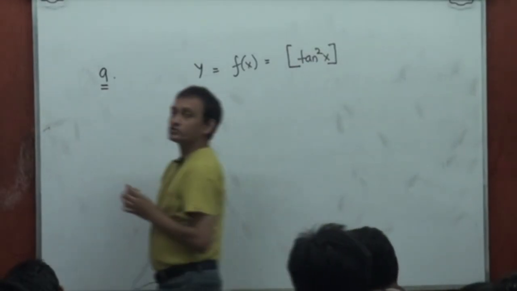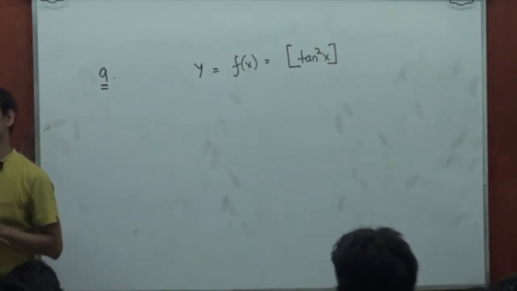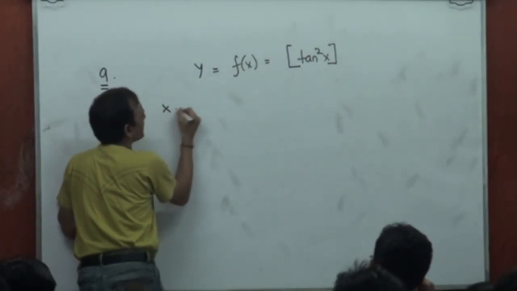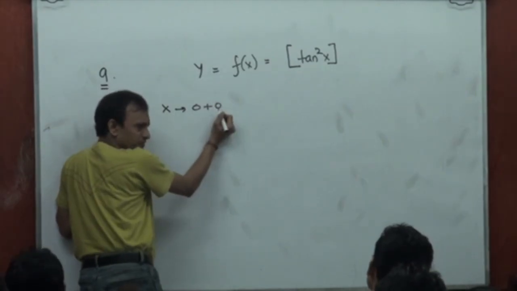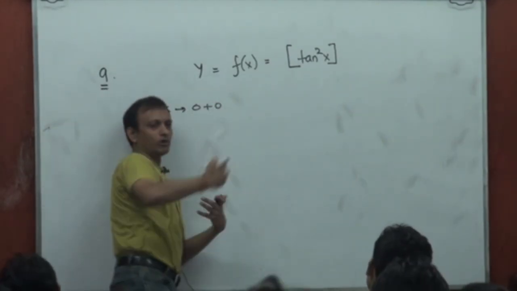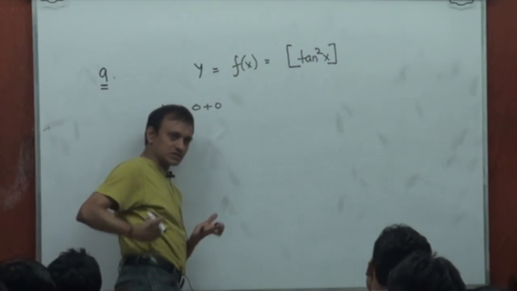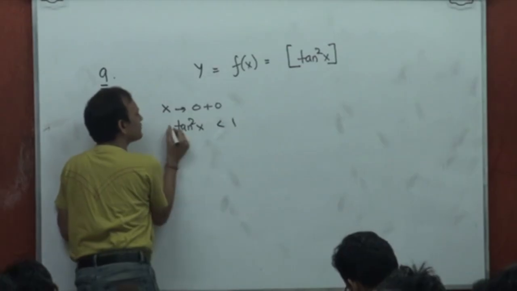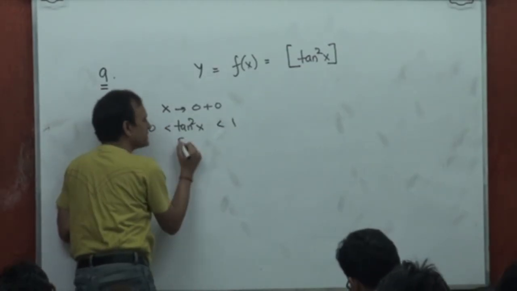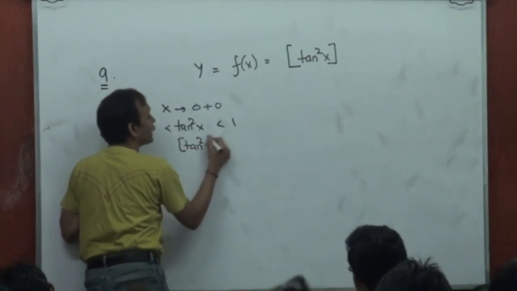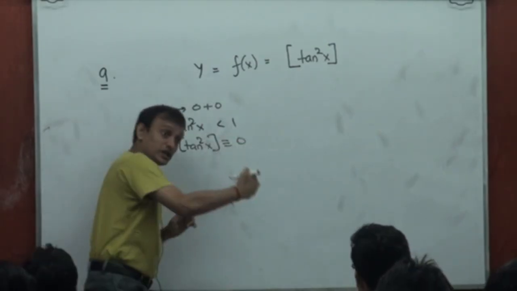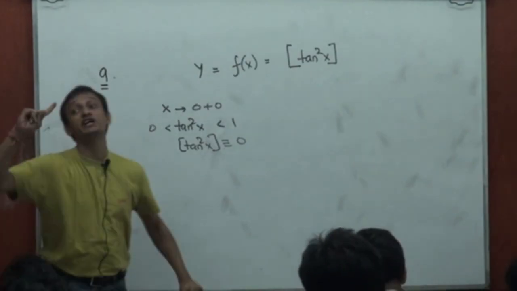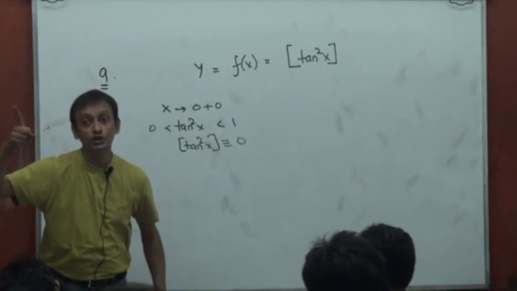We want to examine box of tan squared x at x equal to 0. Realize that when x is slightly greater than 0, that means obviously much less than pi by 4, tan squared x will be less than 1 and greater than 0. That means box of tan squared x will be identically 0 to the immediate right of x equal to 0. Clear?